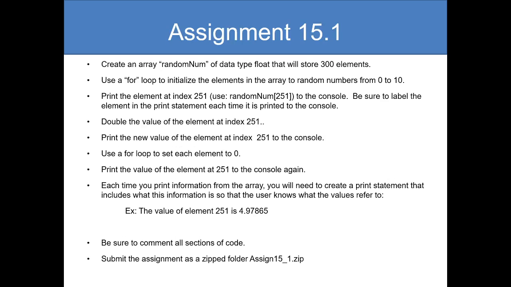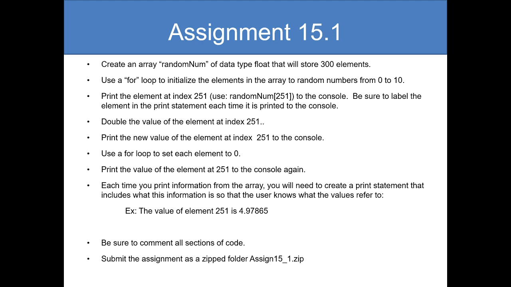Okay, so today what you're going to do is create an array called randomNum. I want it to store 300 elements, and use a for loop to initialize all of them so that they're a number between 0 and 10. Print the element at index number 251. Label the element so that I can tell. Take that number and double it. Print the new value of the element at 251 to the console.